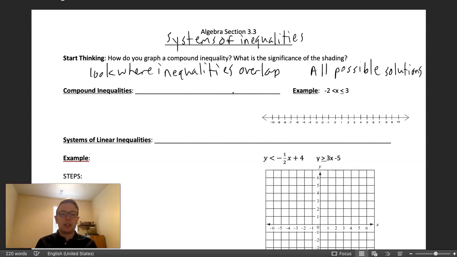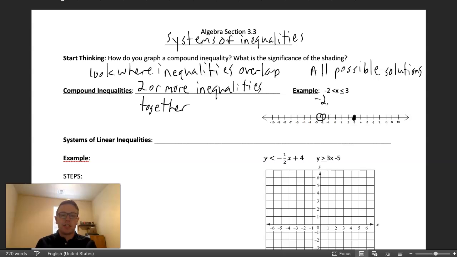So then, what are compound inequalities? All a compound inequality was, was two or more inequalities put together. So something like minus 2 is less than x is less than or equal to 3. We went to minus 2. We made an open dot because it's a less than sign. We went to positive 3. We made a closed dot. And we said it's everything in between these two, right?